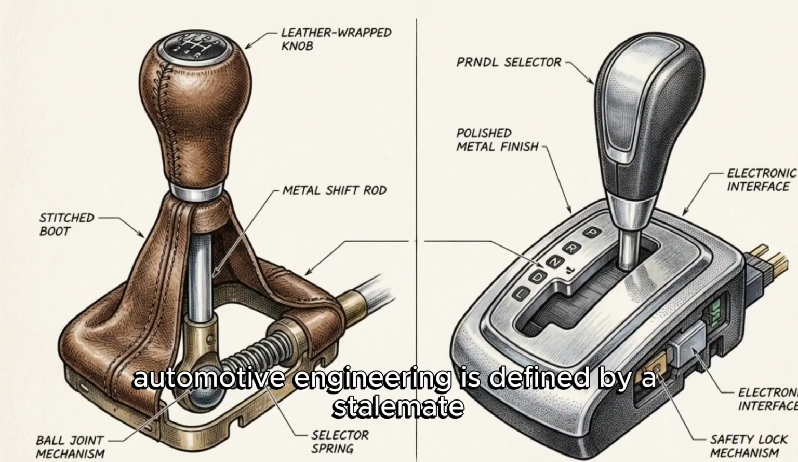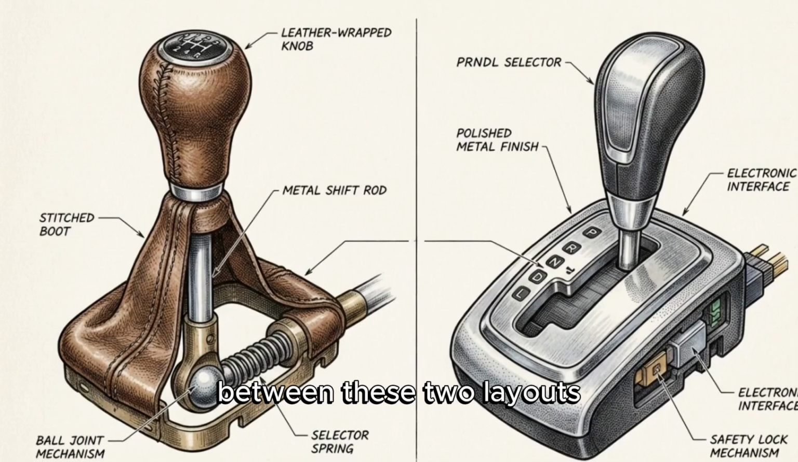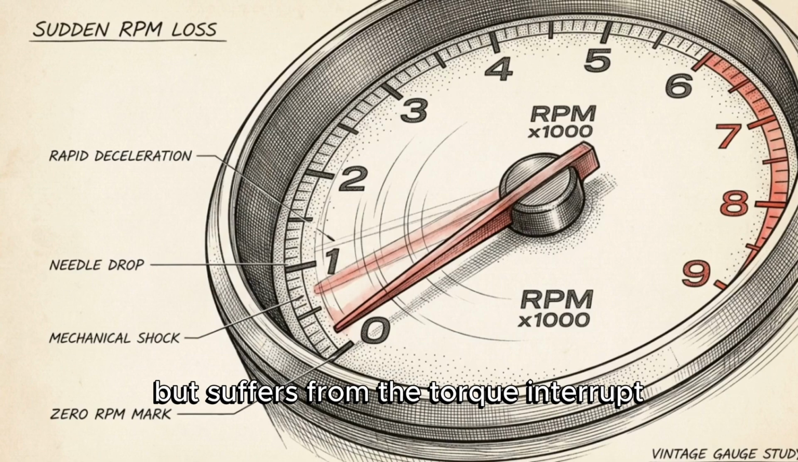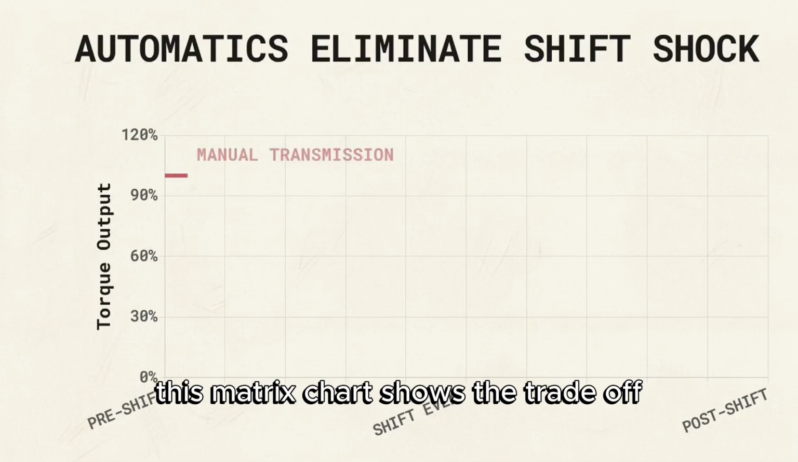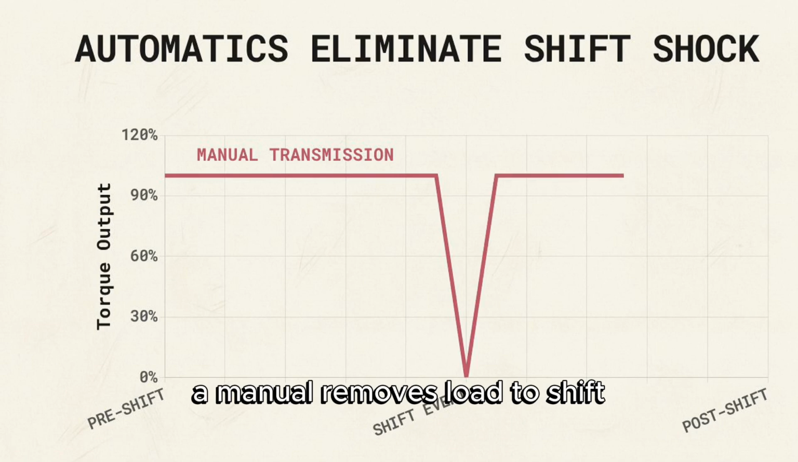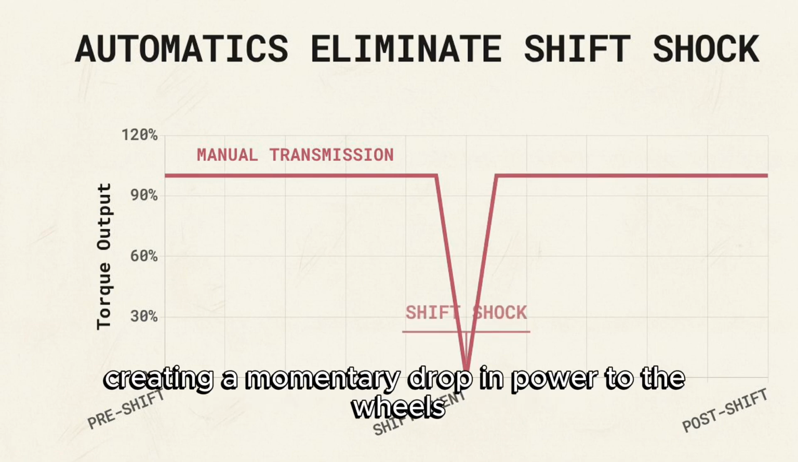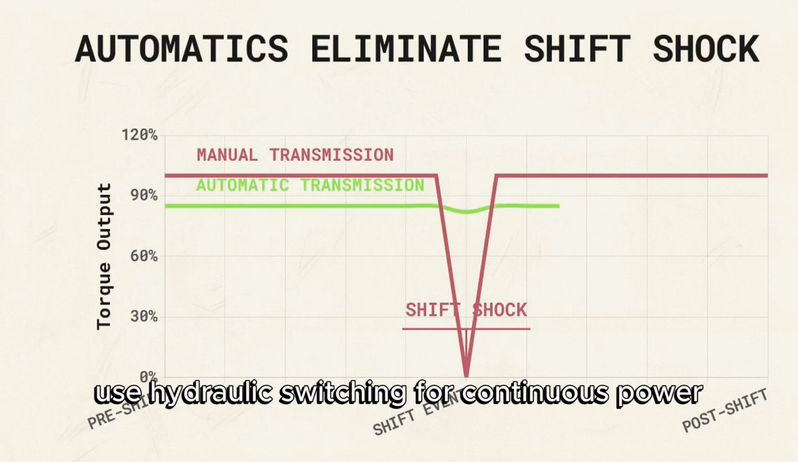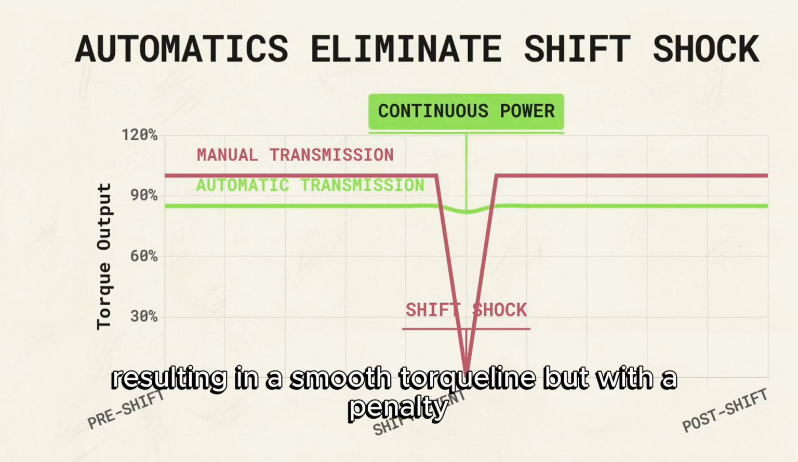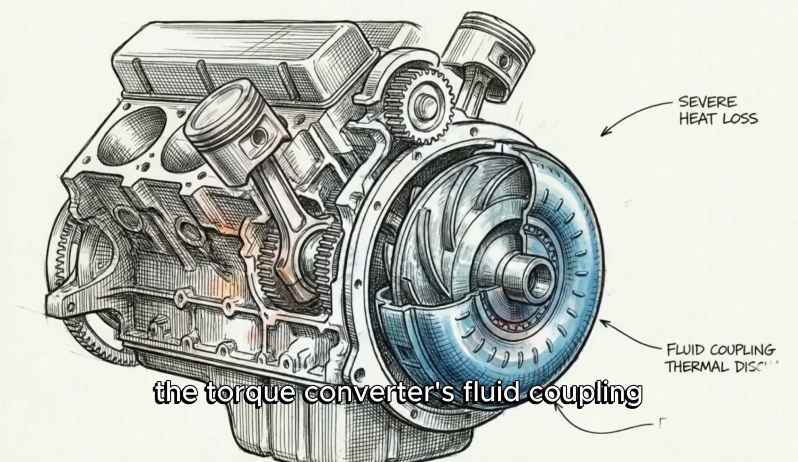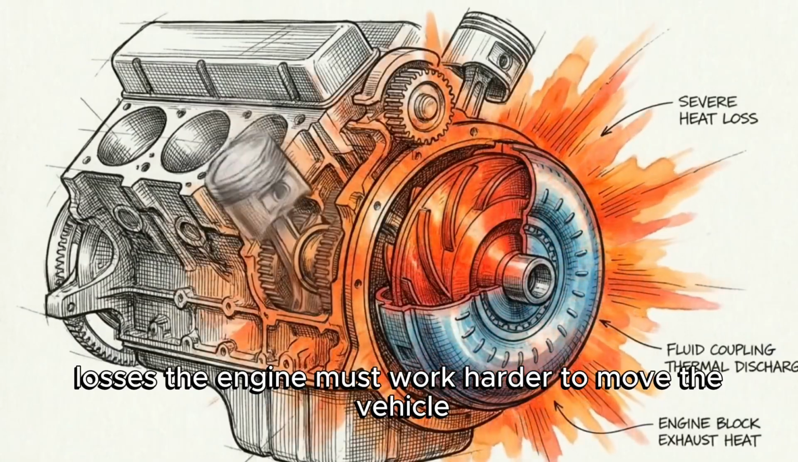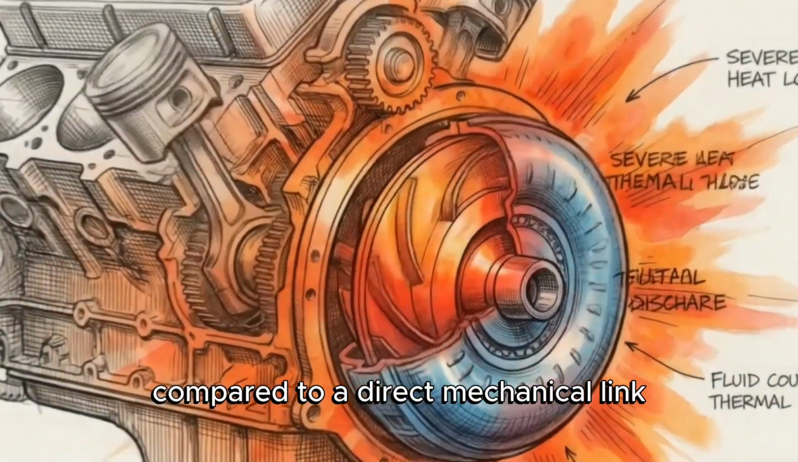Automotive engineering is defined by a stalemate between these two layouts. The manual offers high efficiency, but suffers from the torque interrupt. This matrix chart shows the trade-off. A manual removes load to shift, creating a momentary drop in power to the wheels, a shift shock. Traditional automatics use hydraulic switching for continuous power, resulting in a smooth torque line, but with a penalty. The torque converter's fluid coupling creates parasitic efficiency losses. The engine must work harder to move the vehicle compared to a direct mechanical link.